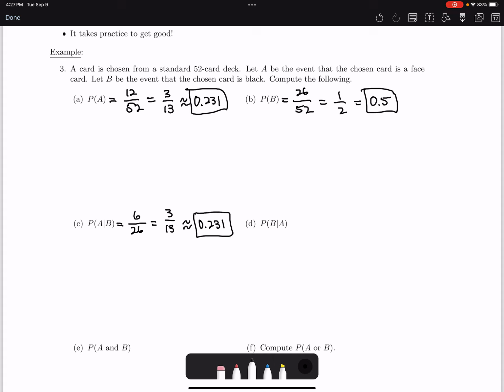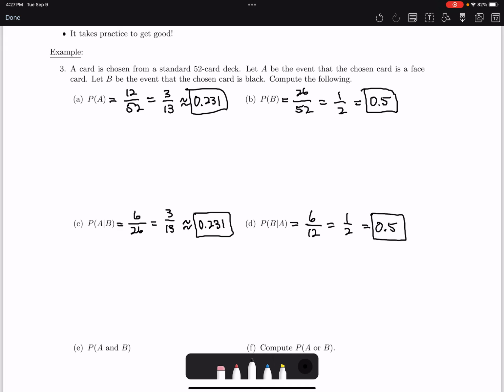Now part D says compute the probability of B given A. In other words, the probability of choosing a black card given that the card is a face card. So now we're restricting our attention to just the face cards in the deck, right? So we don't have 52 cards to choose from. We only have the face cards to choose from. There are only 12 of those. Now, of those 12 face cards, how many of them are black? Well, it would be 6, right? As we've seen already, there are 6 black face cards. So probability B given A would be 6 out of 12. That reduces to 1/2, which is 0.5.